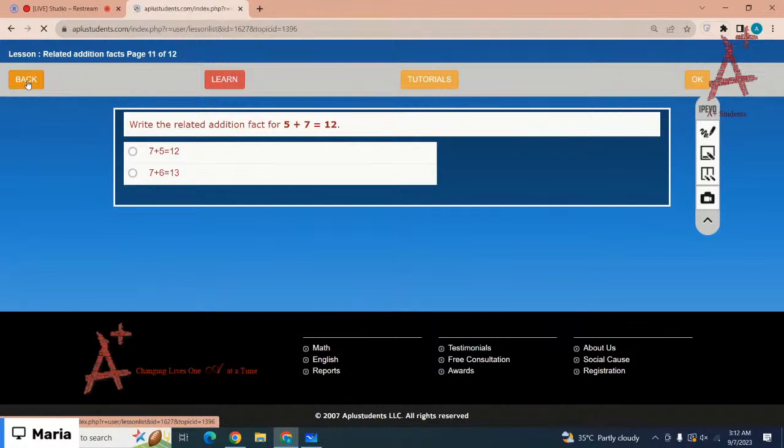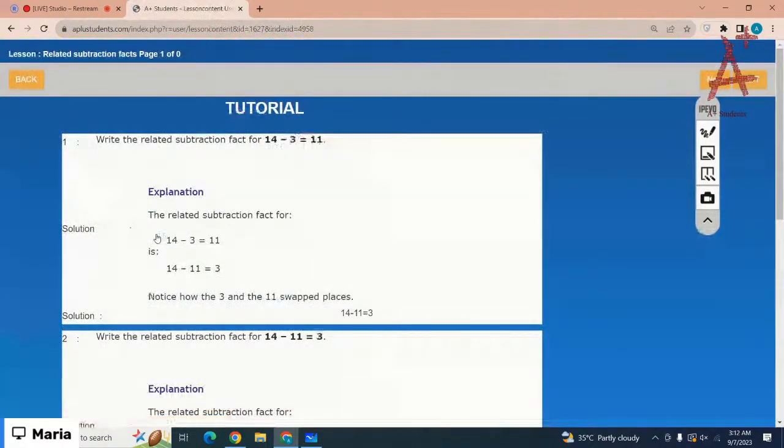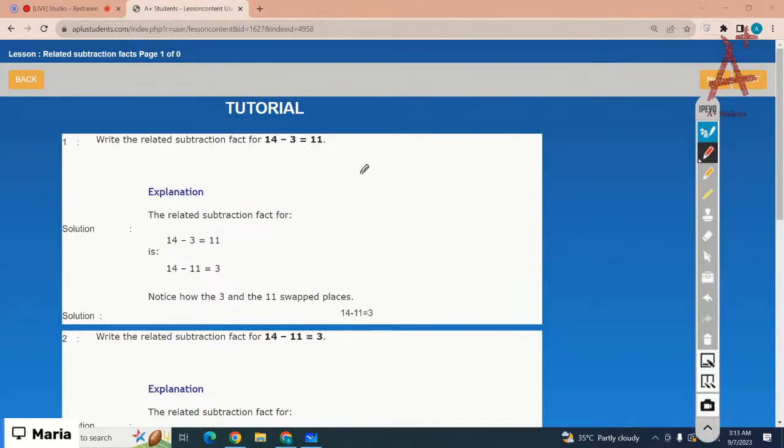The next lesson is related subtraction fact. That's exactly same like addition, but just one thing is different. Like write the related addition fact for 14 minus 3. So you cannot write like addition, right? Because if you add 14 plus 3 and 3 plus 14, they both have exactly same answer. But for the subtraction, it is not the same, right? They don't have exactly same answer.